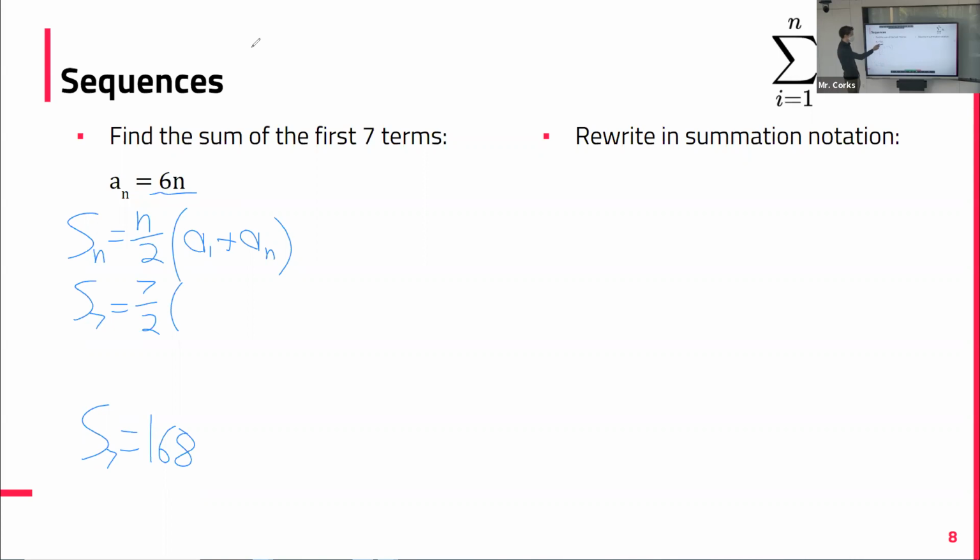So 6 times 1 for that, so just 6. And on the other side, 42, 6 times 7. All right, so 7 over 2 times 48. And I would simplify this as 7 times 24, and then, okay, it's going to be 168.